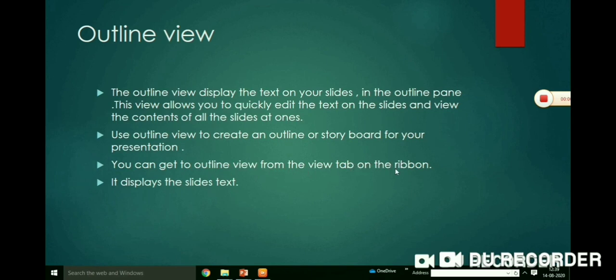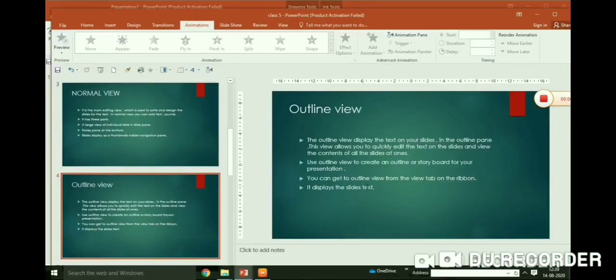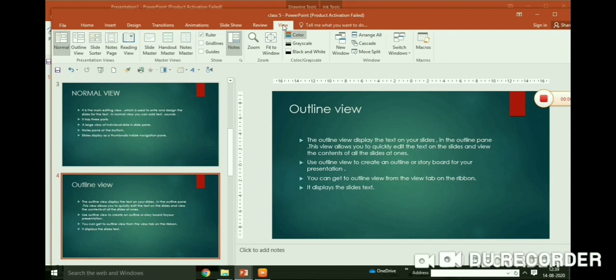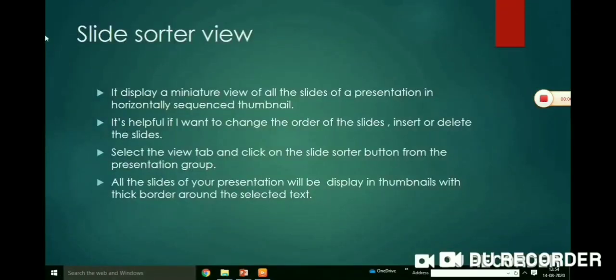The steps to insert outline view. Just look here at what the steps are. Firstly, click on the View tab, then select the Outline option. Now you can see that the outline pane is here. This is the outline pane. You can edit any text here. You can write down any text, and this will automatically be added in your outline pane. Clear?